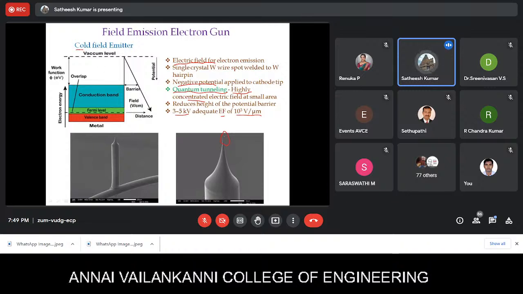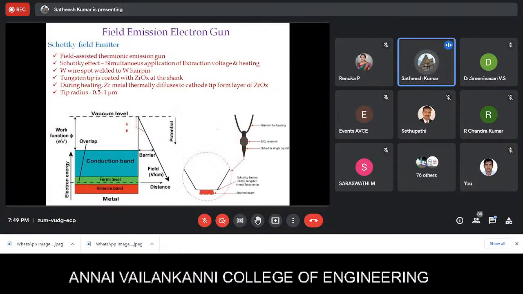And since there is no heating involved in this particular technique, we call it a cold field emitter, unlike the thermionic ones where the emission happens at higher temperatures.